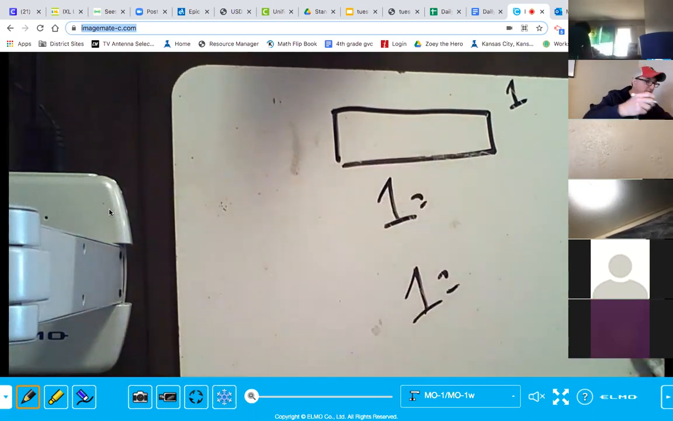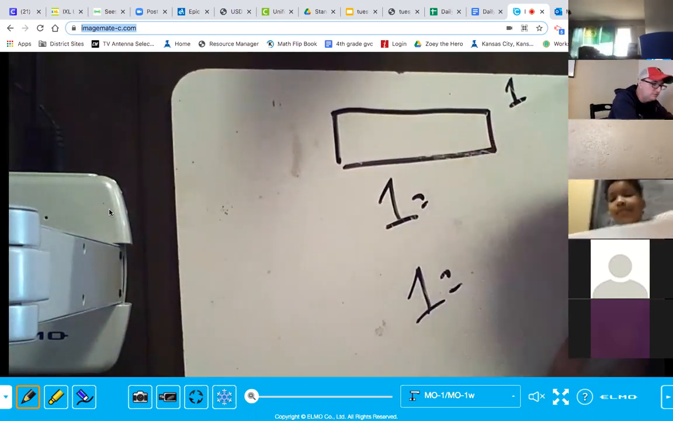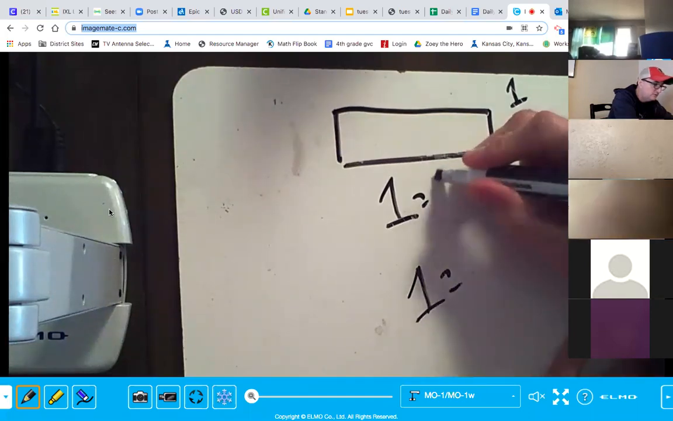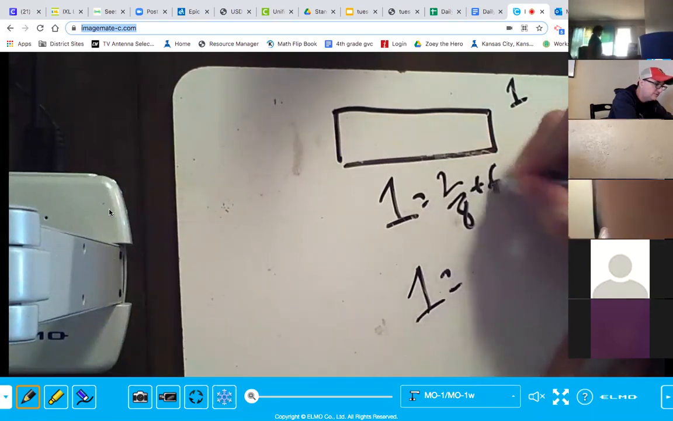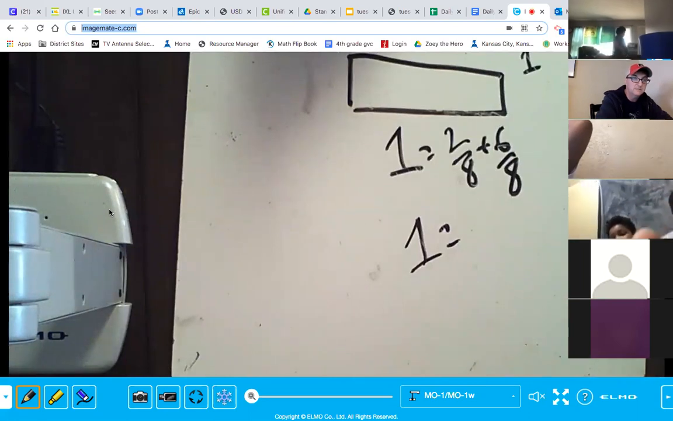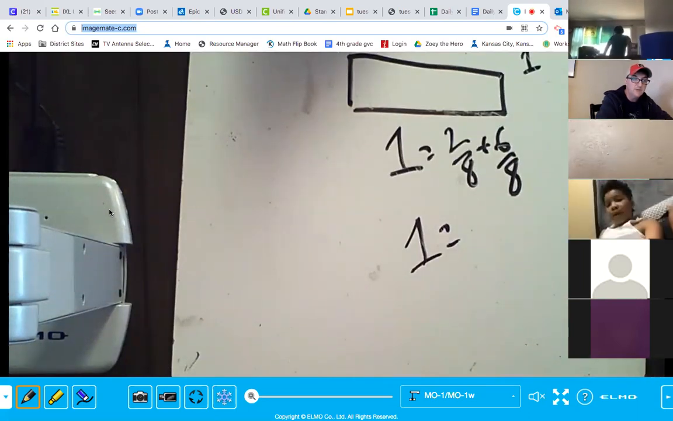So what's one way we could decompose that? Well, we could do what equals 8? 2 and 6. 2 eighths plus 6 eighths. That equals 1. How else could we decompose it?